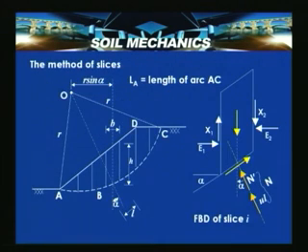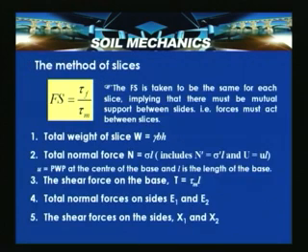Now considering this, the definition of the factor of safety that we had is tau f by tau m. In this, the factor of safety is taken to be the same for each slice, implying that there must be mutual support between slices; forces must act between the slices.